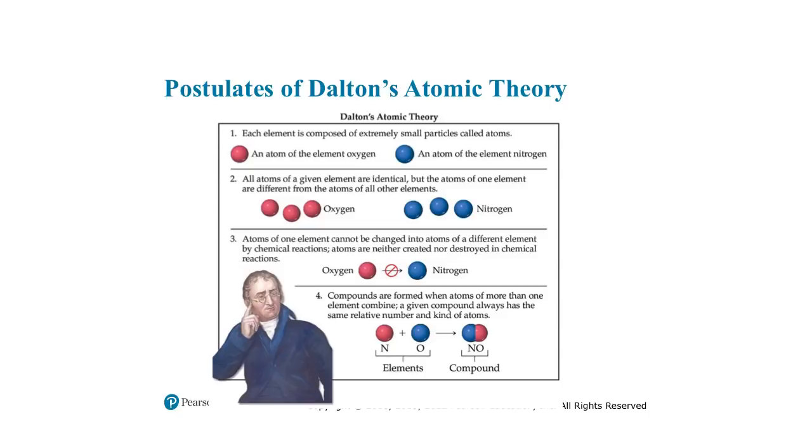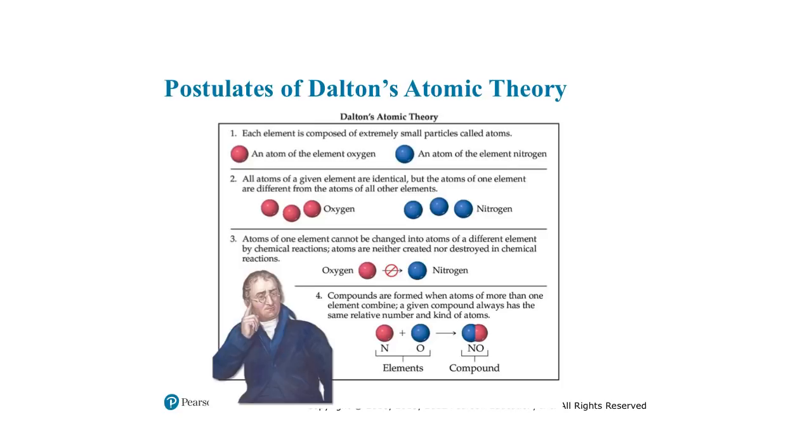And so compounds are formed when atoms of more than one element combine and give you a new compound, such as taking N and O, bringing them together to form the compound NO. So we learned in Chapter 1 that a compound contains at least two different elements. We see here the multiple proportions: this compound would have one N to one O for every one of those particular molecules of that compound.